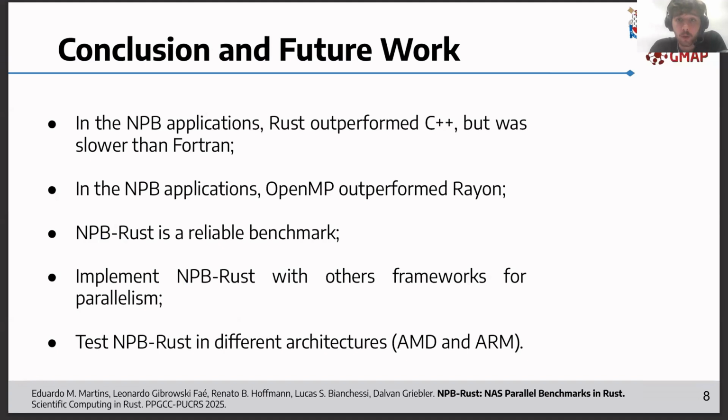And so we provided the NPB-Rust, so other developers can test the Rust solutions, and we tested against C++ and Fortran, and it achieves reliable results. Indeed, Rust outperformed C++, but was a little slower than Fortran. And for the parallel versions, OpenMP outperforms Rayon. So we are currently testing these benchmarks in different architectures and comparing with other parallelism frameworks, such as oneTBB, which also has a dynamic scheduler.